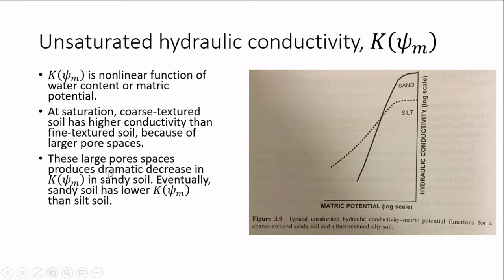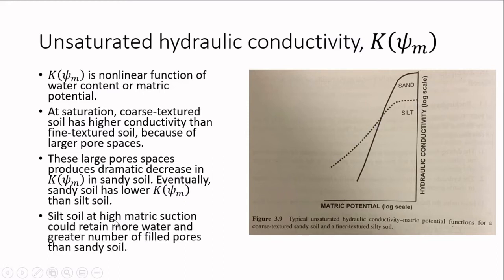These large pore spaces produce a dramatic decrease in unsaturated hydraulic conductivity in sandy soil. So eventually, sandy soil has a lower unsaturated hydraulic conductivity than silt loam. Because it has larger pores, it will dry quickly as matric suction increases. So as a result, it drops quickly. Now the hydraulic conductivity becomes lesser than the finer one. So silt now becomes larger. Okay. So silt soil at high matric suction could retain more water and a greater number of filled pores than sandy soil.